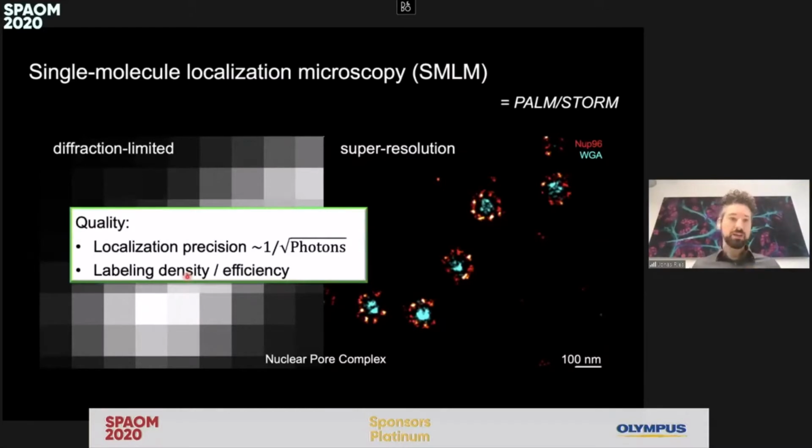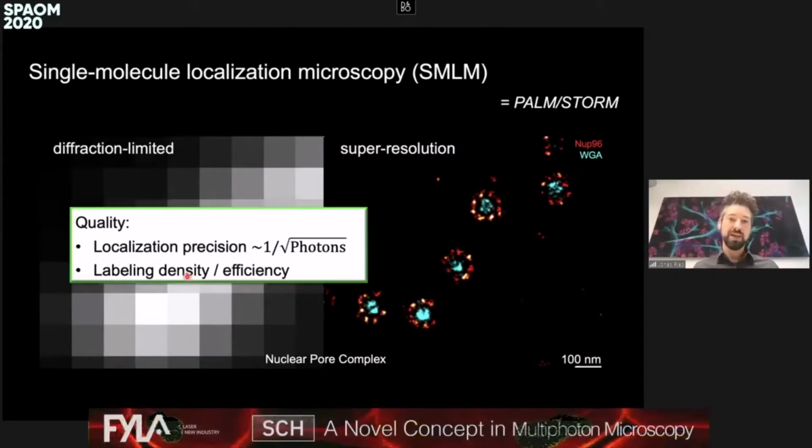To remind you, the quality of localization microscopy is mainly determined by two factors. The first one is how well we can localize the positions of the single fluorophores, and this is determined mainly by how many photons we detect. So we want to have bright fluorophores. The other is the labeling density or the labeling efficiency. Because we have such a high resolution, we really have to make sure that we decorate our target structures very, very densely with our target fluorophores. And this can often be the limiting factor.